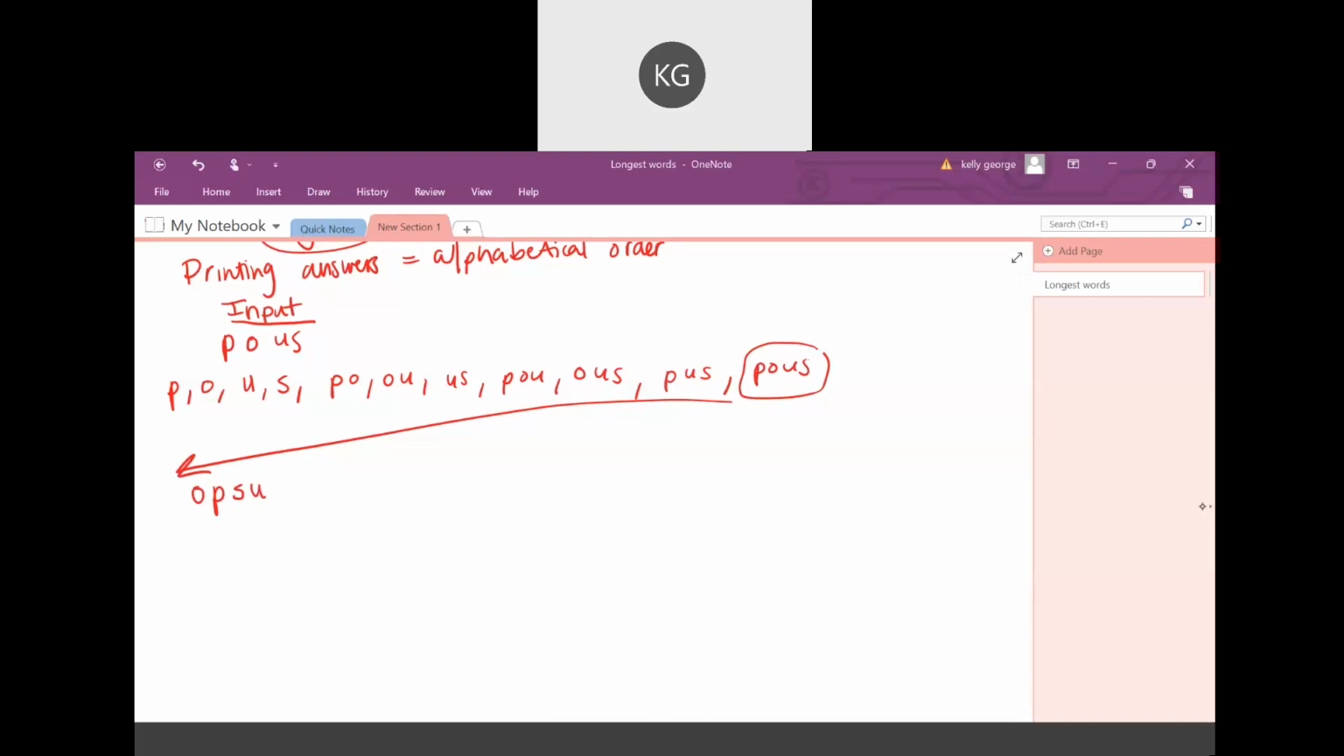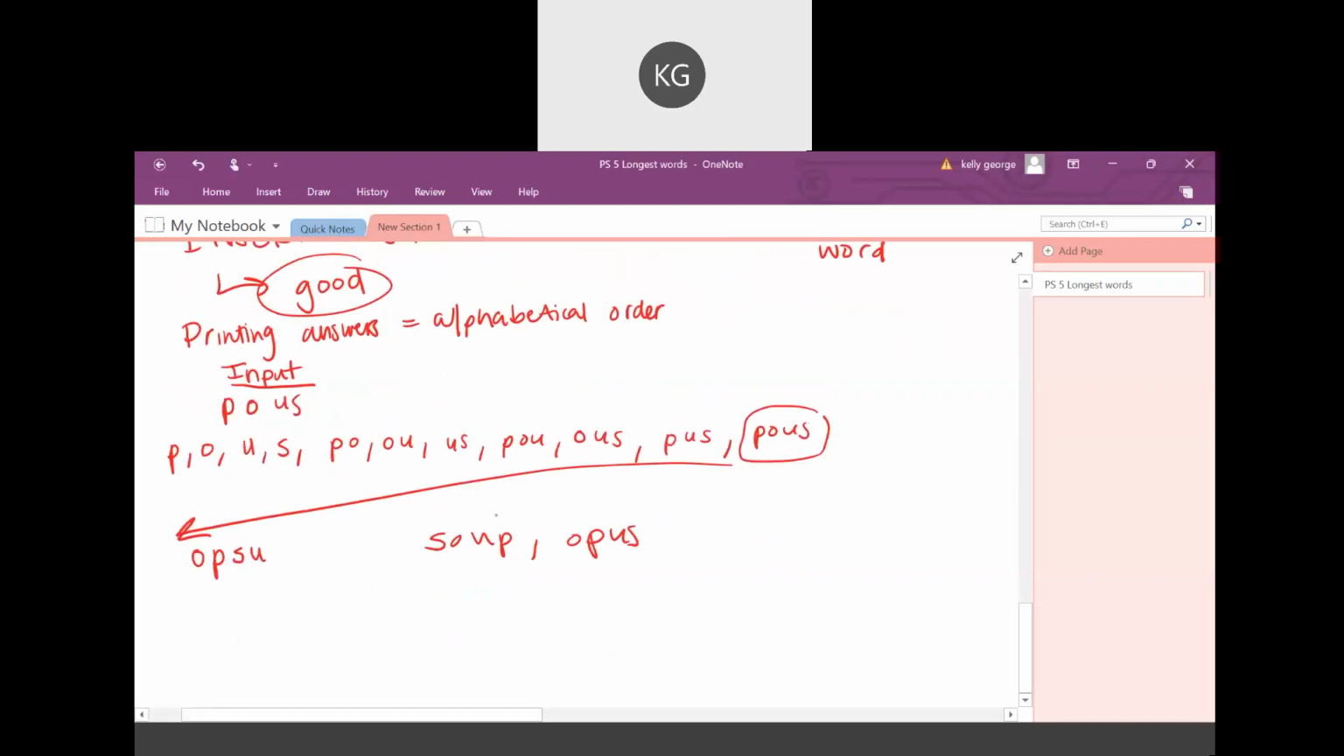One second. Okay. So after we get this, we need to compare it to each word in words.txt. So what word can we make with this? Anybody want to unscramble it? Yes, soup. There's also this other word, opus or something. When I ran it, I don't know what that is, but anyway. So yeah, the last one was good, and then this one is soup.